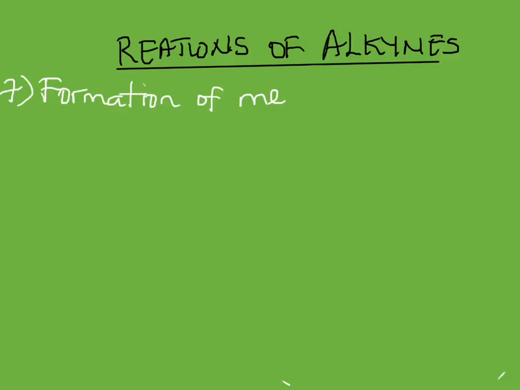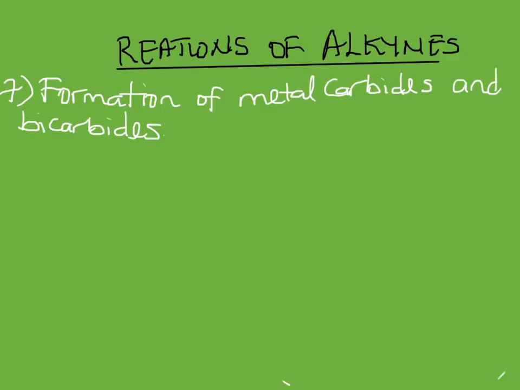The next type of reaction we're going to look at is the formation of metal carbides and dicarbides. Alkynes with triple bonds at the end of the chain are called terminal alkynes. Because of the high electron density, there is a tendency for the hydrogen atom at the terminal end to be displaced or replaced by copper or silver ions.